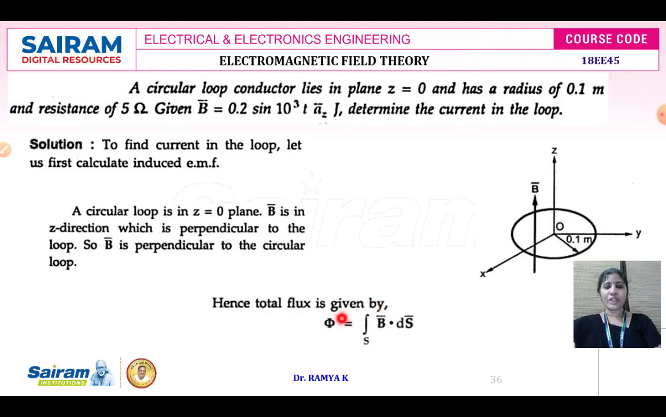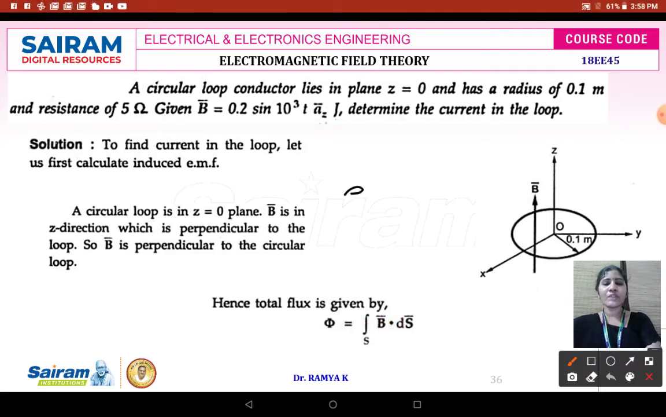From this, phi is equal to the integral over the closed surface of B dot ds. First we need to identify E is equal to d phi divided by dt. First we should understand what the flux phi is. The flux phi is not given in the problem.